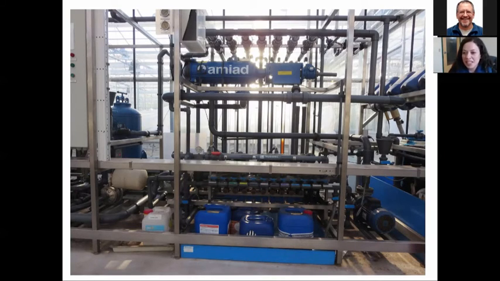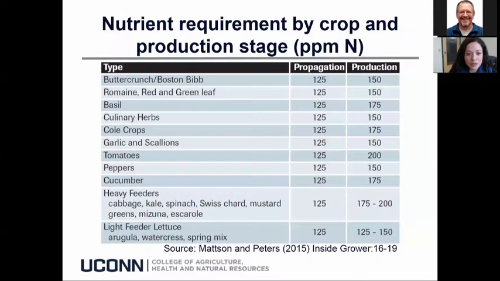But that's a complexity that might not be necessary for most people. So one of the things is how much nutrient do we apply? So again, this comes from Neil Mattson's reference, and you can see that the recommendations are pretty standard. If you're growing many herbs and lettuce, you can pretty much use about the same nutrient levels. So the numbers we're seeing here are parts per million of nitrogen. You can see in propagation, you have lower numbers, and during production, you raise those levels a bit.